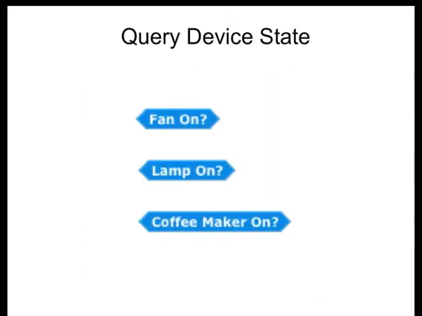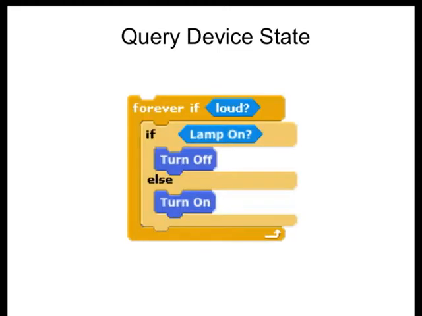And since all the devices have their own sprites, they also internally keep their state. So you can poll to see if the fan is on, if the lamp is on, and these Boolean operators will let you do a lot of cool things, like this script right here. This is a clapper. We're continuously polling to see if there's a loud noise in the area, and if there is, then toggle the state of the lamp. If the lamp is on, turn it off. Otherwise, turn it on.